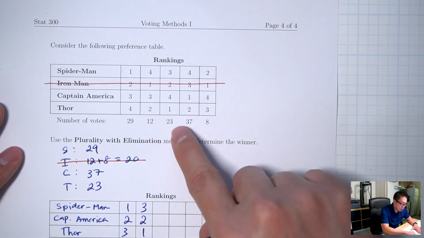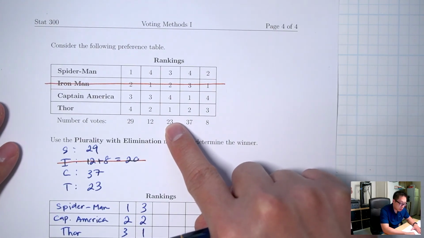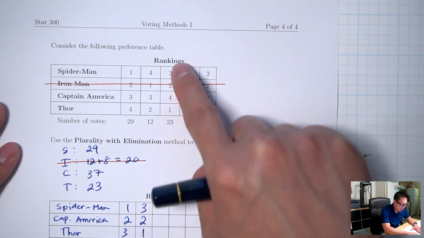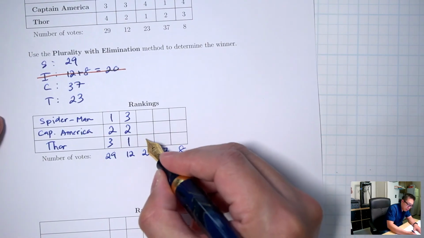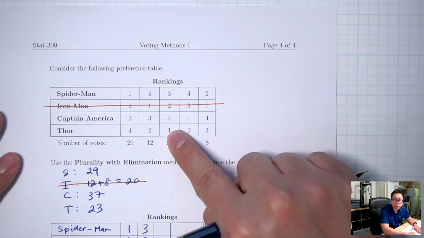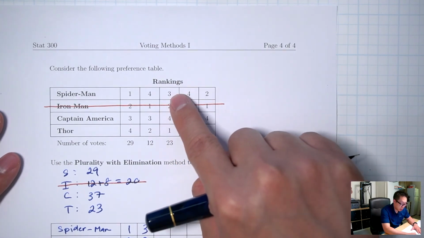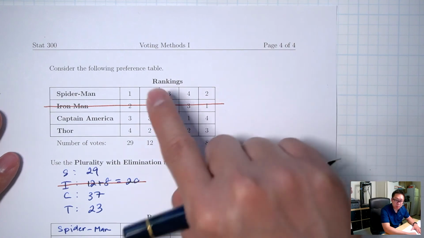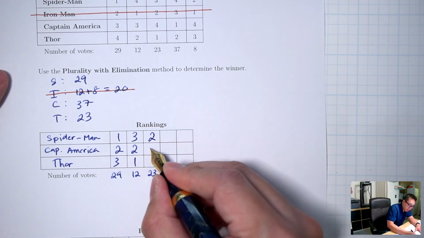Next up will be 23. These 23 people, who do they like the most? It's going to be Thor. Thor will get the 1. After Thor, who's next? It'll be Spider-Man. Right, that's the next lowest. So Spider-Man will be 2, and Captain America will be 3.